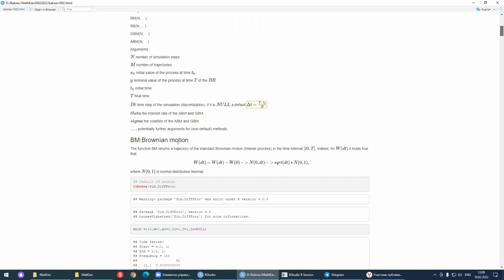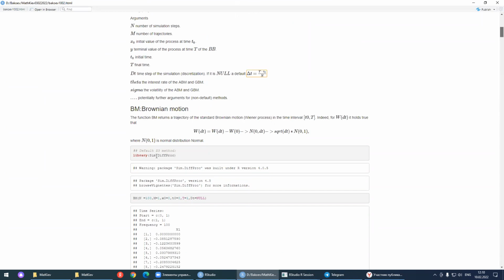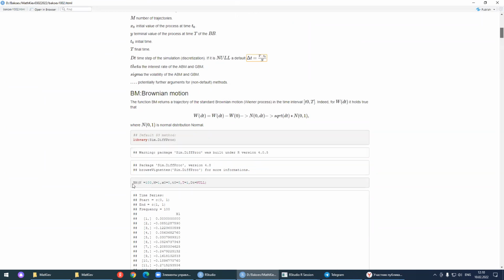BM, Brown motion, it is a family for us. The function trajectory Brown motion uses this differential equation, where N(0,1) is the normal distribution. We use this function BM. This is the number of steps, and this is the number of trajectory. Okay, we use only one sample.